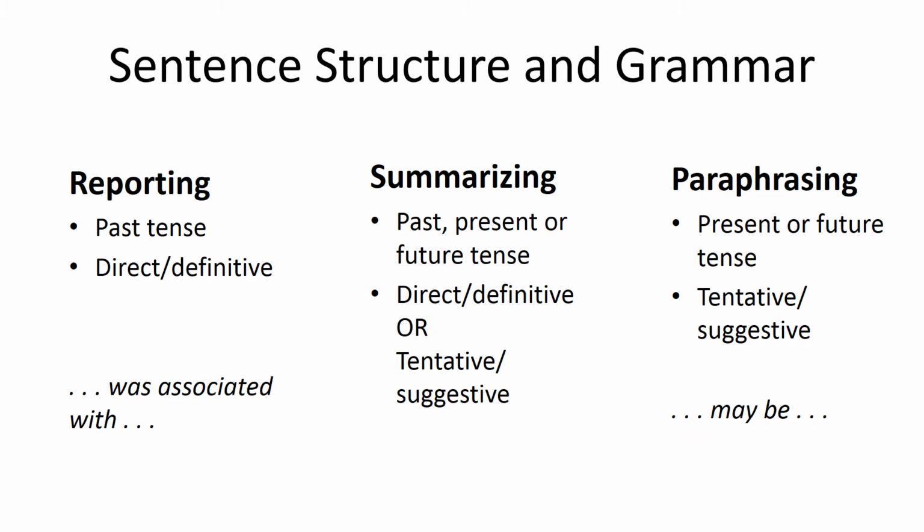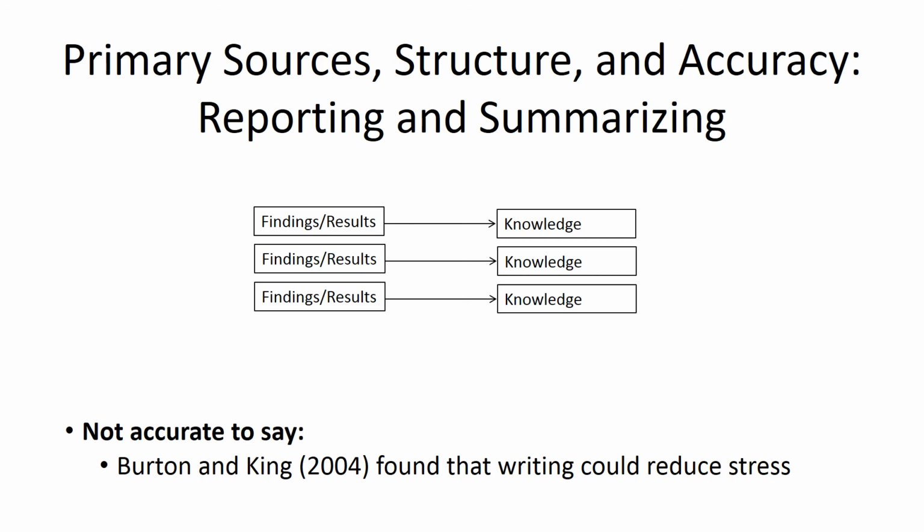Sentences that summarize the findings are in present or future tense and are more tentative. If this type of sentence is in past tense or more direct, it can be confusing because the reader isn't sure about the source of the information. When we're using the reporting and summarizing structures, the knowledge we can gain is simply the results of the study.